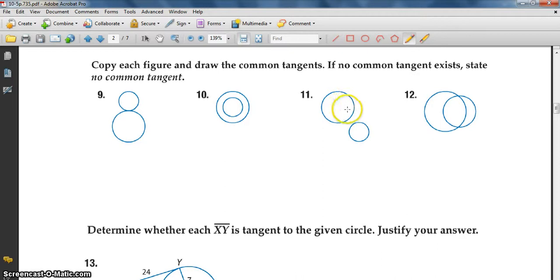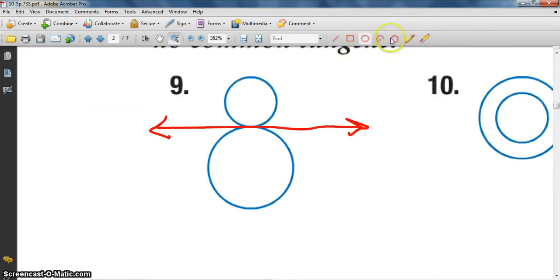Number 9, copy each figure and draw the common tangents. If no common tangents exist, state no common tangent. So we would have one tangent right there. So we're assuming that these circles are intersecting at exactly 1 point, that the circles in fact are tangent. So that's a one common interior tangent.